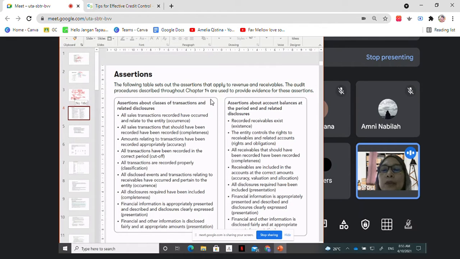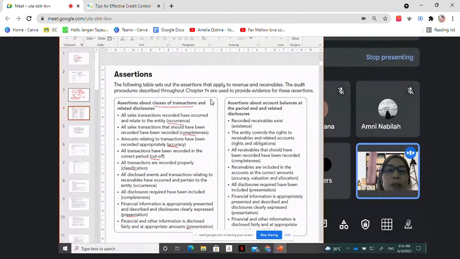For the sales, when you look at the classes of transaction, this normally relates to the sales. You will look at whether the sales occurred, the sales is complete, the sales is accurate, recorded in the correct period, cut off, correct classification, and correct presentation. So those are the assertions that you are going to achieve.